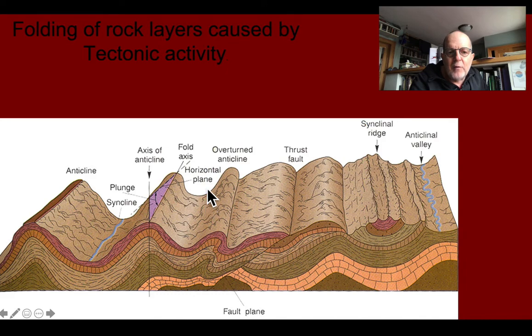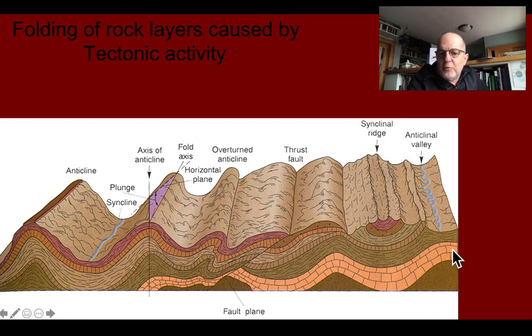Here we have an overturned anticline and get a double little trough thing here. Here we have thrusting. This whole unit here is pushing up along this unit here. This is a fault. So a fault, an anticline, a syncline. This is called a synclinal ridge, where at the top of the anticline you get a little bit of folding.